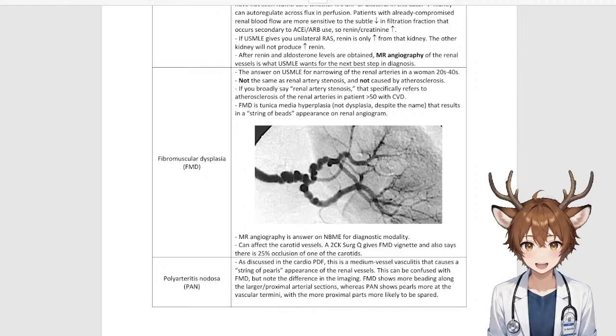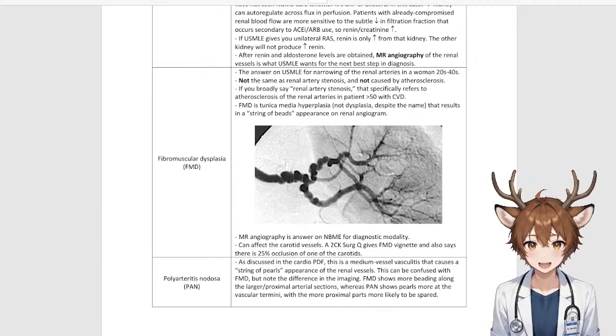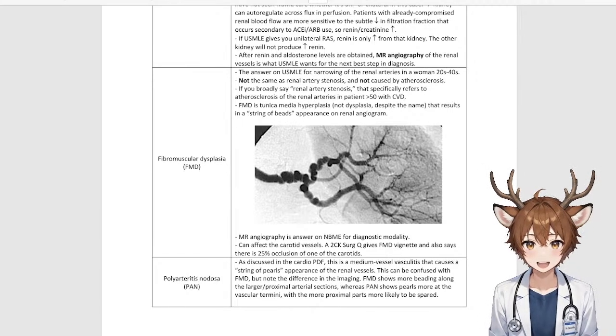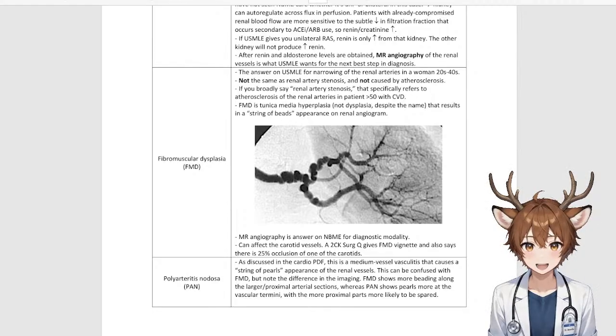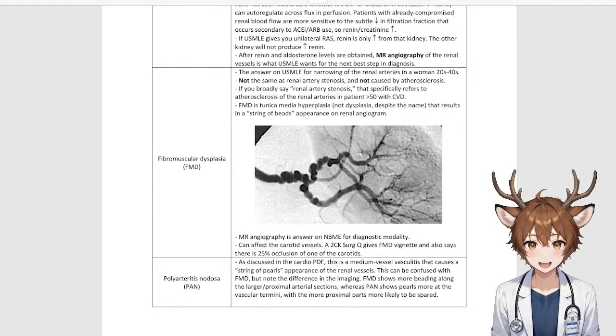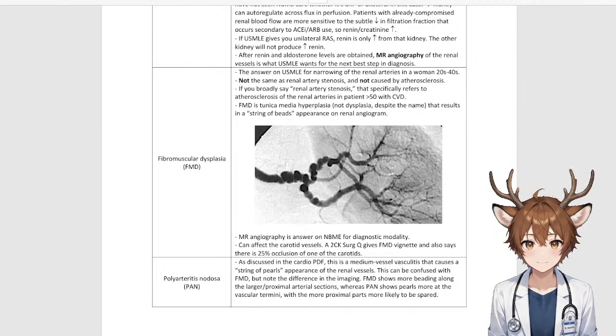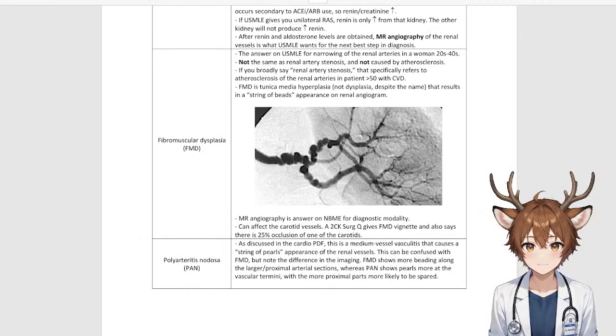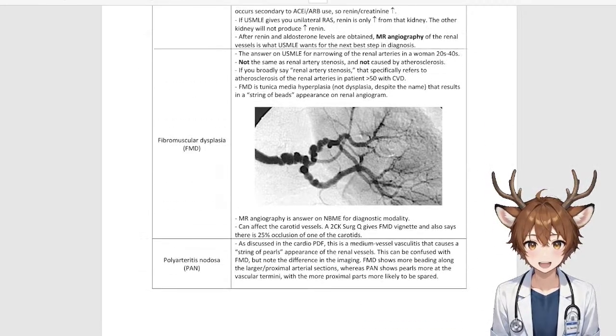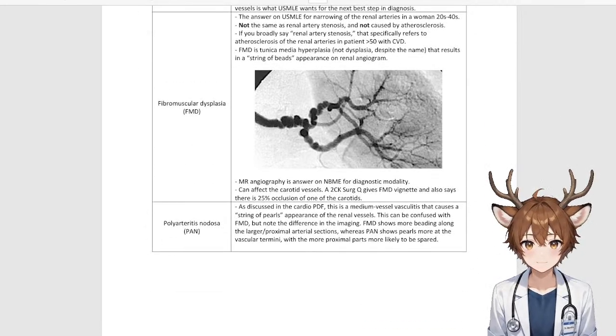It can affect the carotid vessels. A Step 2 CK surgery question gives the fibromuscular dysplasia vignette and also says that there is a 25% occlusion of one of the carotids. You can see a little image right there for FMD.